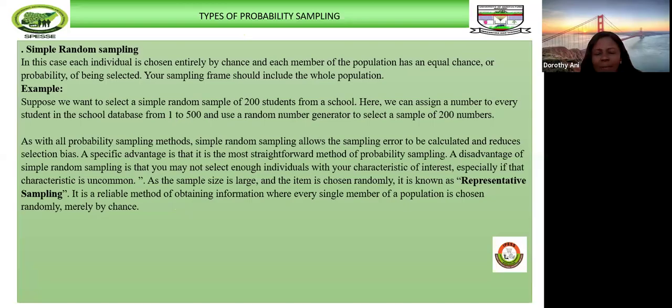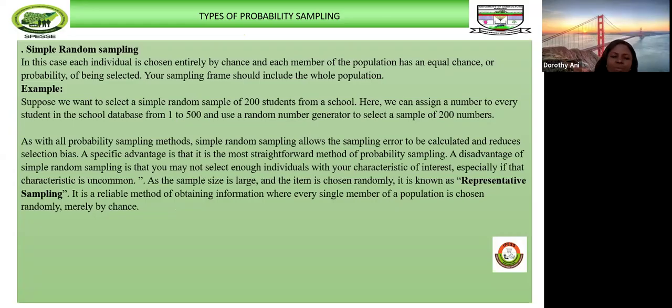You give numbers to the students. You write numbers from 1 to 500 and then put them in. If you pick 2, you call the person that's bearing 2 to come out. So you will be among the people I will select that will make up my 200 students. That is just a simple way.